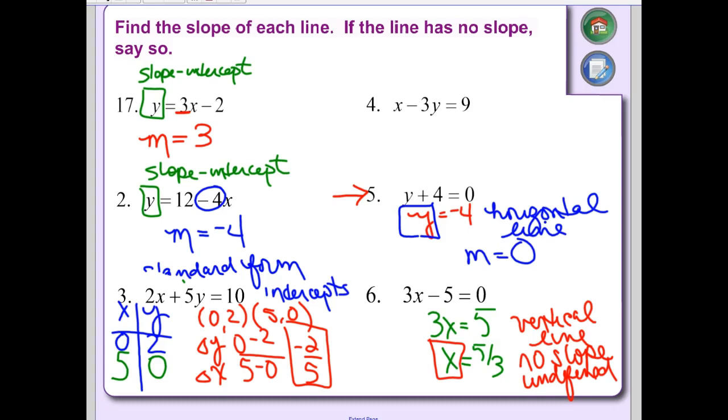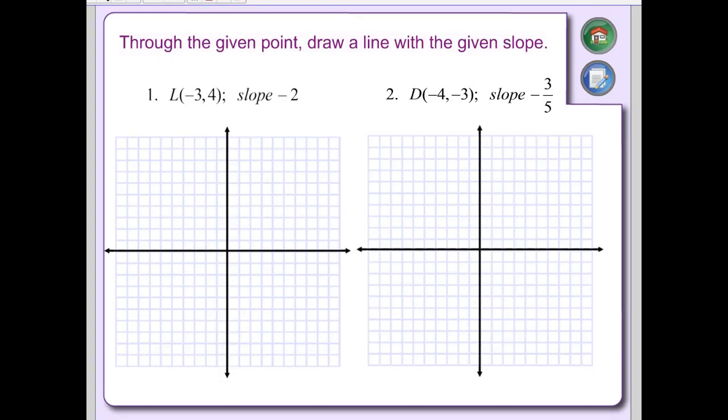Now, let's look here. Last thing we need to do is we need to be able to graph. If I give you the slope and a point, how do you graph the lines? Well, if I look at the first one here, the first thing I need to do is plot L. Well, it's negative 3, 4. So we start at the origin, and since it was negative 3, we go left 3, and then positive 4, we go up 4. Big, fat, juicy dot.